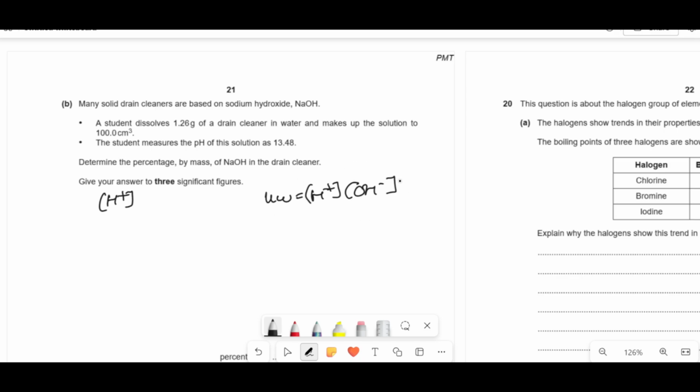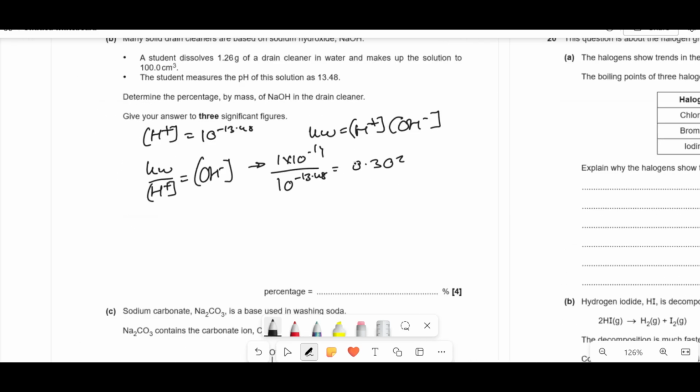Now when it's pure water, these two are equal, but we've just now slapped a whole bunch of NaOH in there, so that's going to mess things up and make it change. So then if the H+ is 10 to the minus 13.48, we can find the OH-, which must have all come from this. So then Kw over H+ will give you our concentration of OH-, which is going to be 1 times 10 to the minus 14 over 10 to the minus 13.48. If I do that, I get 0.302 moles per decimeter cubed. So all of that must have come from the NaOH, because it would dissociate into Na+ and OH-, right? So the concentration of the NaOH has got to be 0.302 mol dm-3.